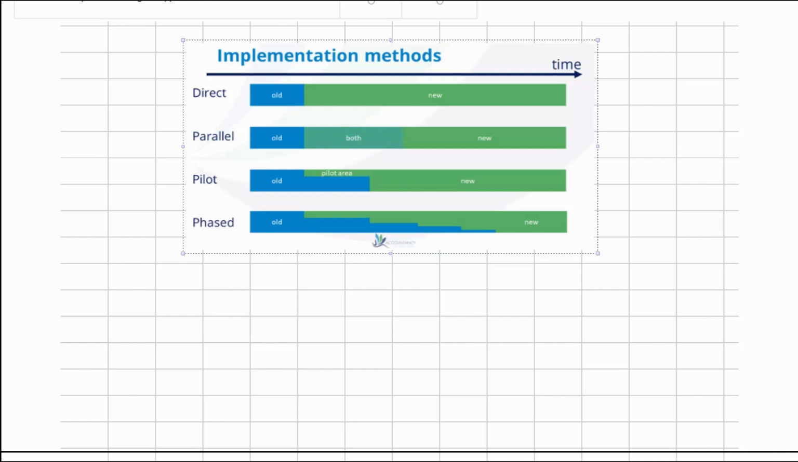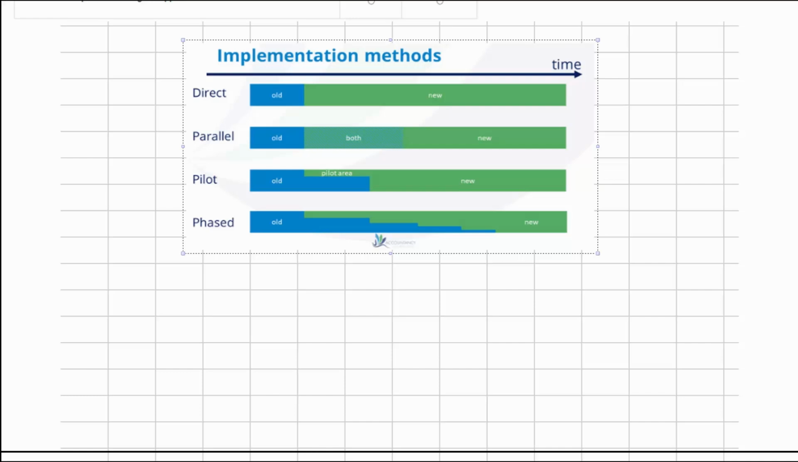Under a parallel system, we're going to be using the old system, and then when it's time for implementation, we'll be using both the old and the new system in parallel. This is a good way to test that the new system is coming up with the same results as the old system. And then when we're satisfied that the new system is working, we'll stop using the old one and use the new one only.